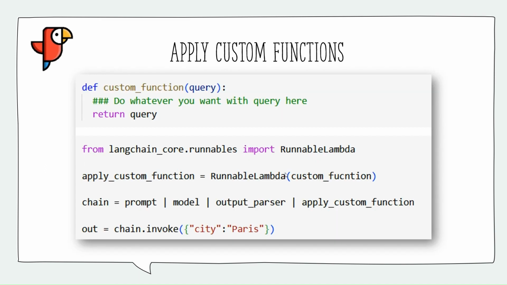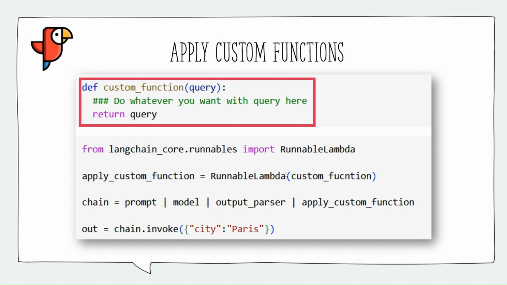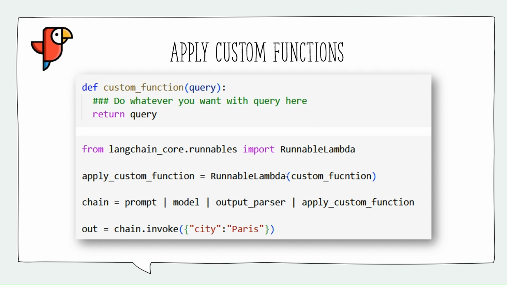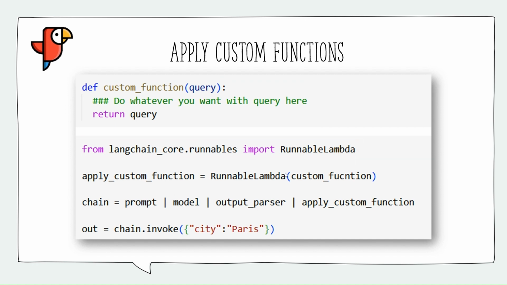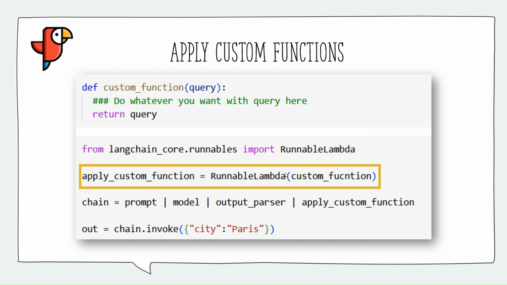Let's see another example. Here we define a custom function and use it as a component in our chain. Our custom function gets an input string or query, processes it, and returns another string. You can define any arbitrary processing here. To use this custom function, we use a module called RunnableLambda from LangChain. This module can convert our custom function to a chain component. To do so, we simply pass the name of our custom function to RunnableLambda. The output is now a chain component.